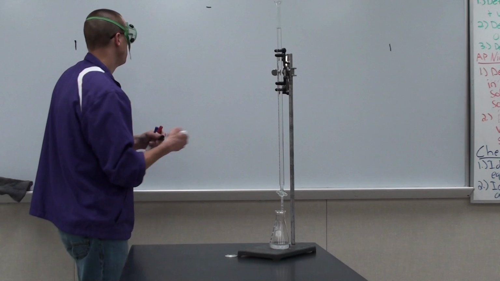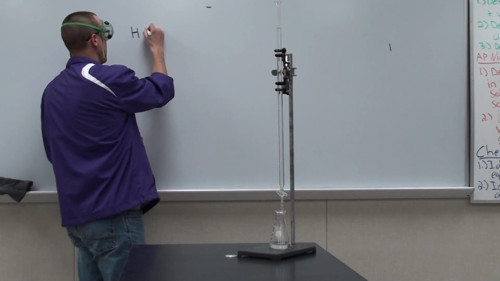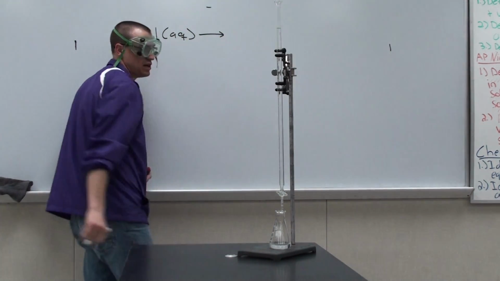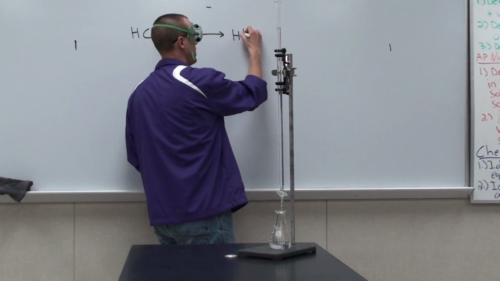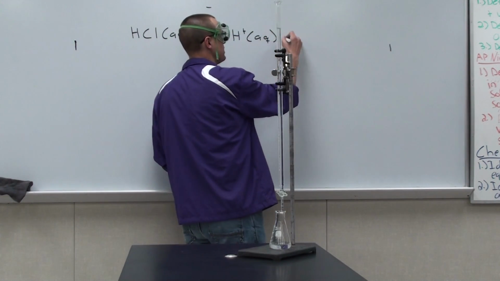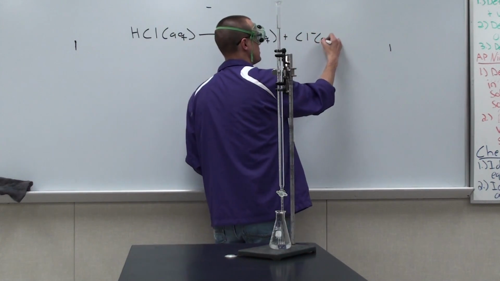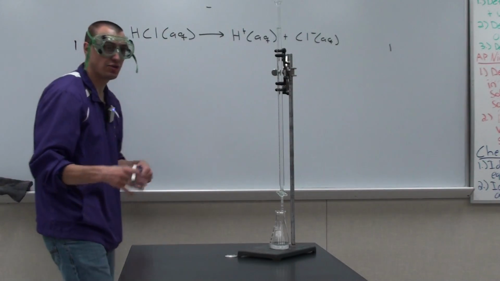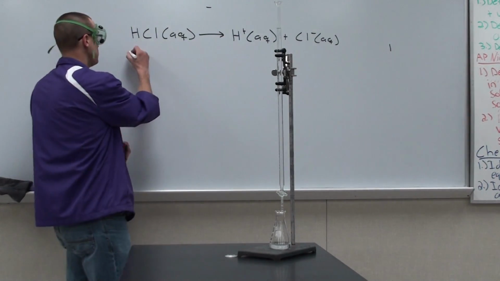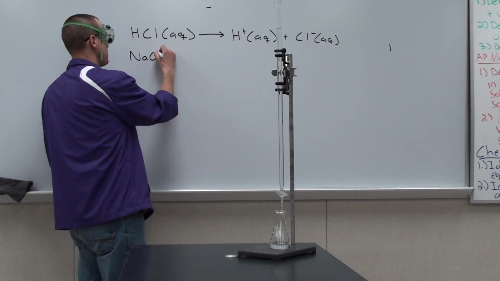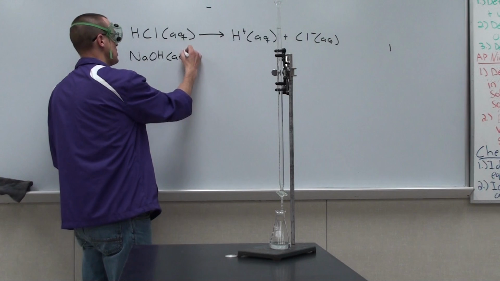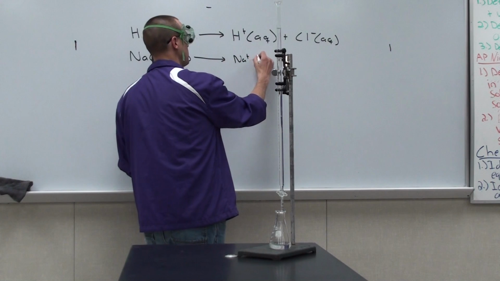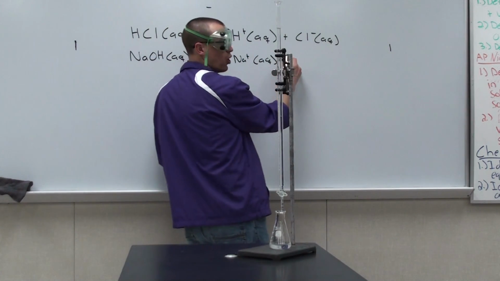So the first solution that we have there is aqueous hydrochloric acid, and in solution it breaks down into H+ ions and Cl- ions. The other thing that's going on with this NaOH is this. We have sodium hydroxide, which is aqueous, and it breaks down into Na+ ions and OH- ions.